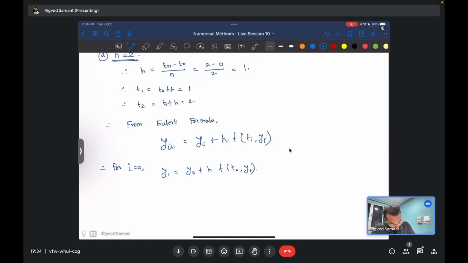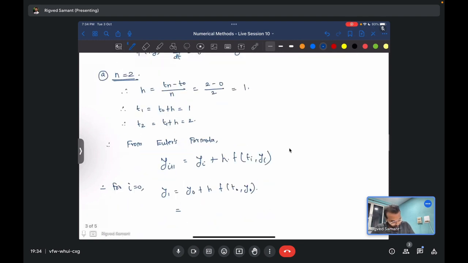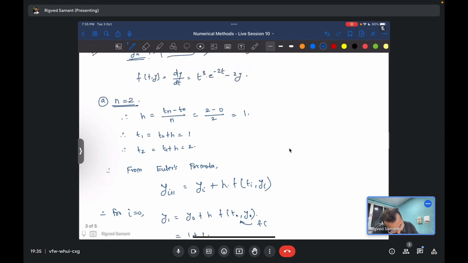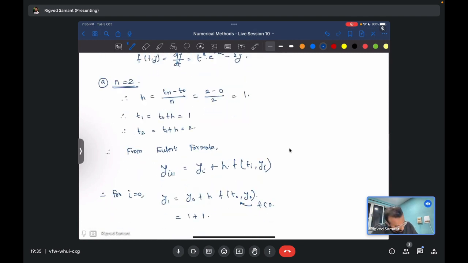You want to find out a value at 2. So first you will find the value of y1, then you will put i is equal to 1, then it will give you the equation for y2. So we will go step by step. So what is y1? You know all the values. y0 is 1, plus h is 1, into f of t0 comma y0, right? So f of t0 is 0 and y0 is 1.